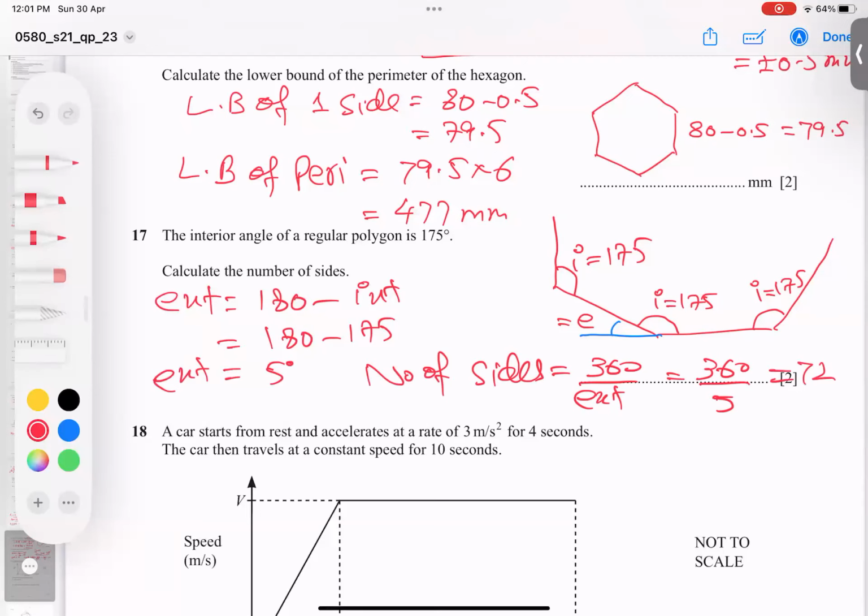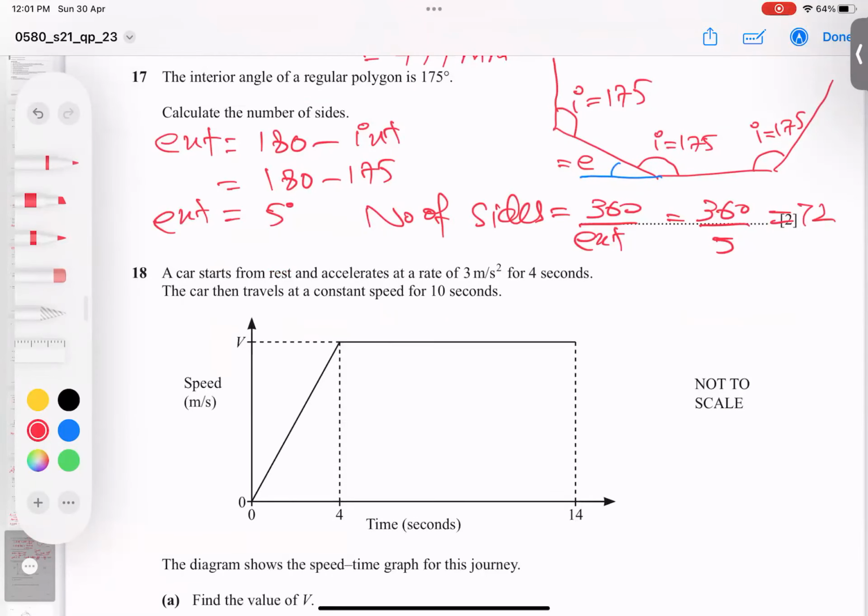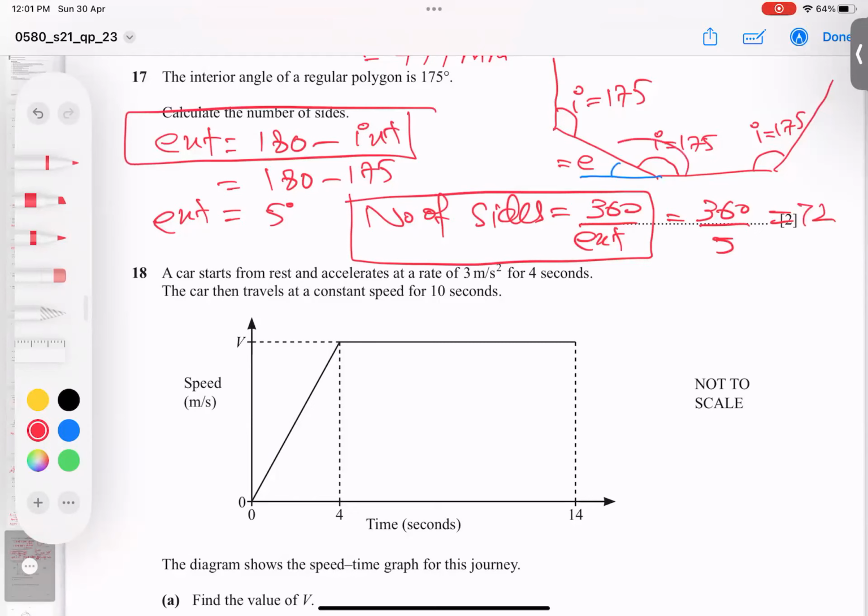So I hope the point is very clear. 72 sides are there, so this part is okay. And don't forget this formula. Two formulas are used in this question, and add them both: I plus E equals 180.